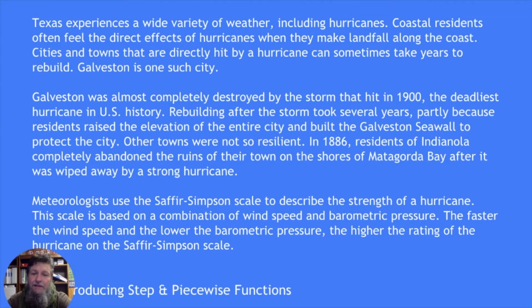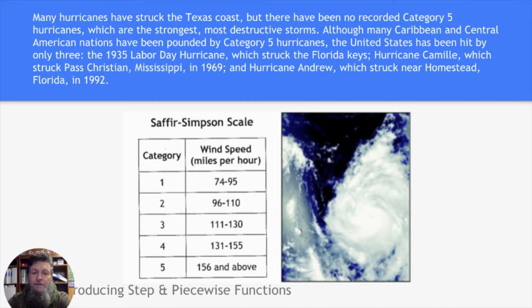Other towns weren't so resilient. In 1886, residents of Indianola completely abandoned the ruins of their town on the shores of Matagorda Bay after it was wiped away by a strong hurricane. Using the Saffir-Simpson scale, meteorologists describe the strength of a hurricane. The scale is based on a combination of wind speed and barometric pressure. The faster the wind speed and the lower the barometric pressure, the higher the rating of the hurricane on the Saffir-Simpson scale. Here is a picture of the Saffir-Simpson scale.